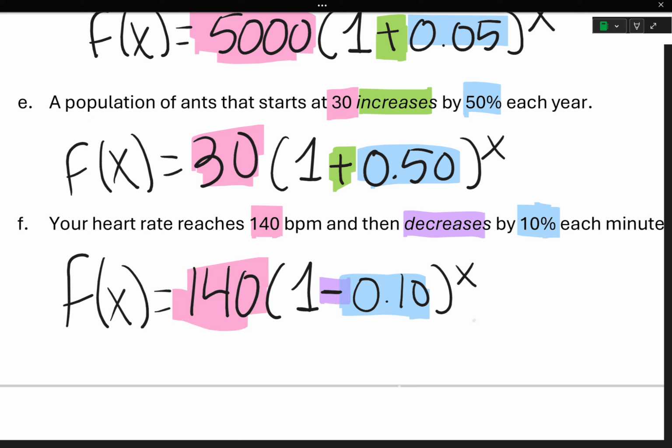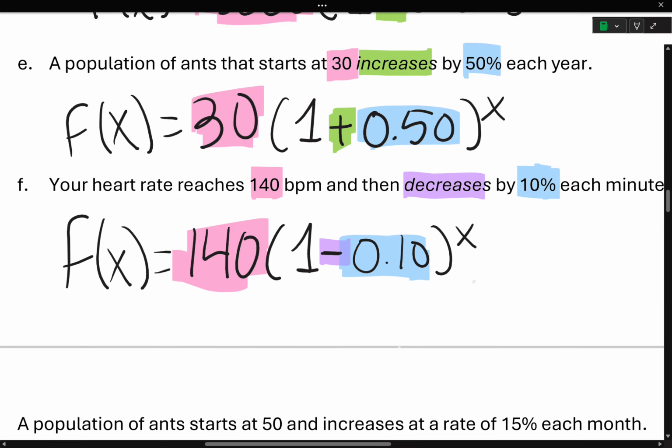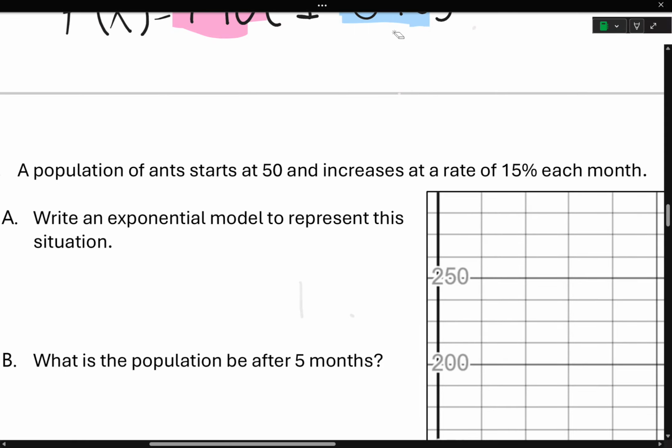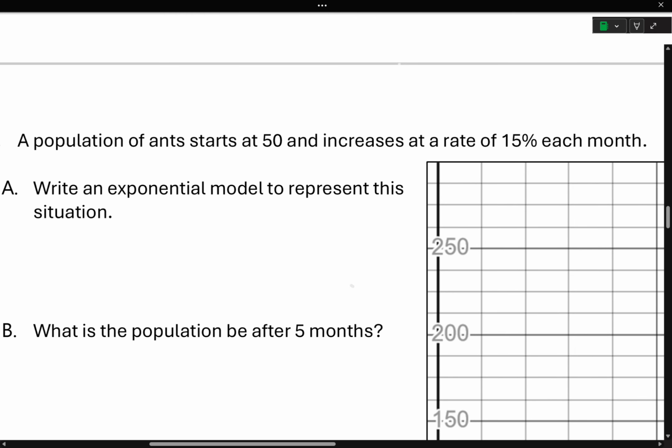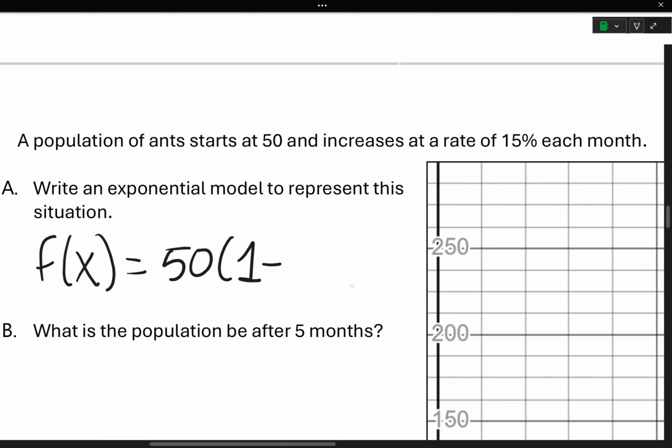All right, let's start applying. What can we apply it to? First, let's talk about population. That's one of the most popular, most common types of applications of exponents. First and foremost, we need to write an exponential model that represents a population of ants that starts at 50 and increases at a rate of 15% a month. F of x equals 50 times 1 plus 0.15 to the power of x.